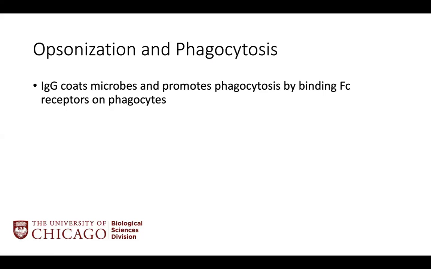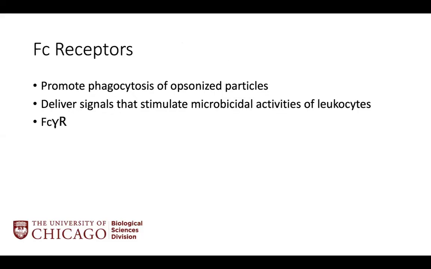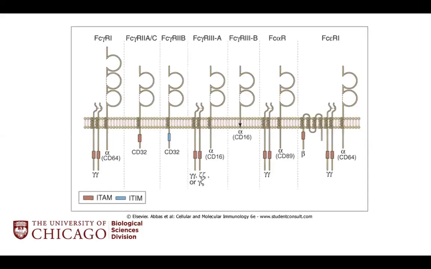Second job, opsonization and phagocytosis. So IgG will coat microbes and then it promotes phagocytosis by binding the Fc receptors on phagocytes. So Fc receptors will then promote phagocytosis of the opsonized particles and deliver signals that stimulate microbicidal activities of the leukocytes. This is done with the Fc gamma receptor.